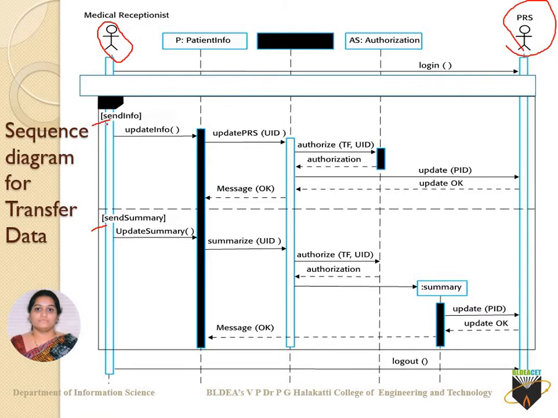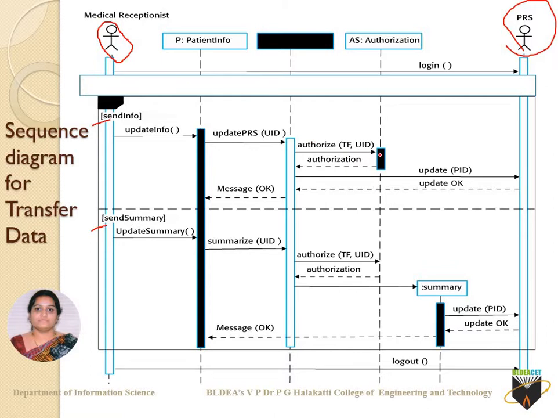So when this login is successful, what happens next is you are updating the information. You update the patient information, then you update the PRS using the user ID of whoever is doing that updation, that is the medical receptionist. Because any XYZ person cannot update the patient record system. The patient record system has to be updated by an authorized person only. So for this particular UID an authorization takes place, and that authorization is along with the UID, along with what kind of information that person is transferring.